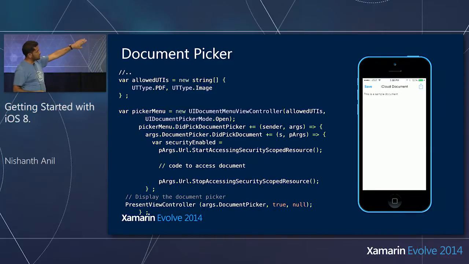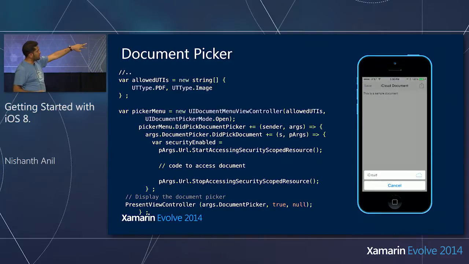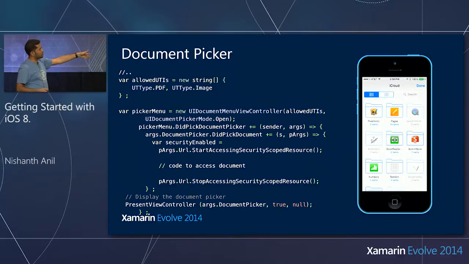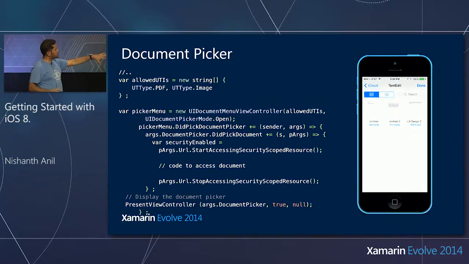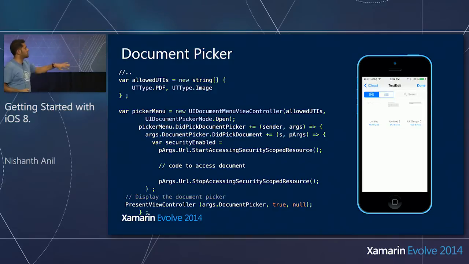So when the user clicks on the button in the top right corner, this comes up. That's the event. It gives you that action sheet kind of thing with basically menu options. So now you have iCloud there. Now the user can pick the document, click on iCloud, and he's navigated to the iCloud view. He can go and pick this document, and then once the document gets picked, that didPickDocument gets fired.